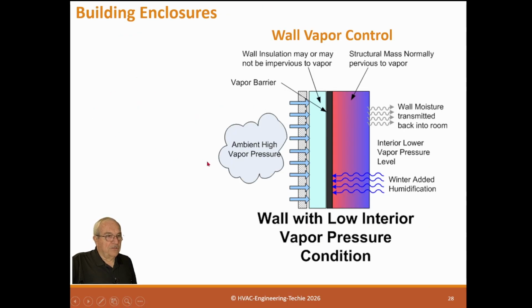Now here's the moisture thing we were talking about. So this is a wall with low interior vapor pressure condition. And I show a mass wall again, but it doesn't have to be. It's the same thing. So if we have an ambient high vapor pressure, which is where most places are, we have systems that take the moisture out of the interior, and the ambient's very high moisture. So we want vapor barriers in here, a vapor barrier to prevent this vapor from entering the building and the slab or whatever it is absorbing it.